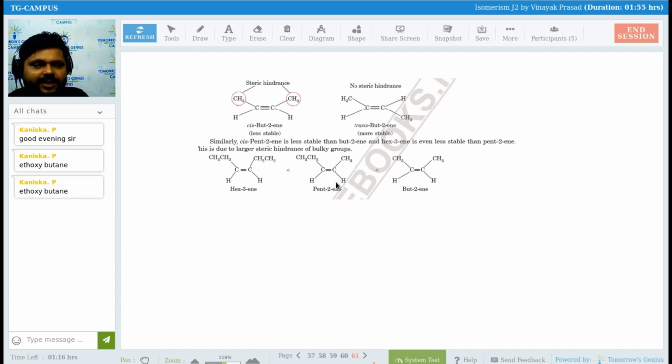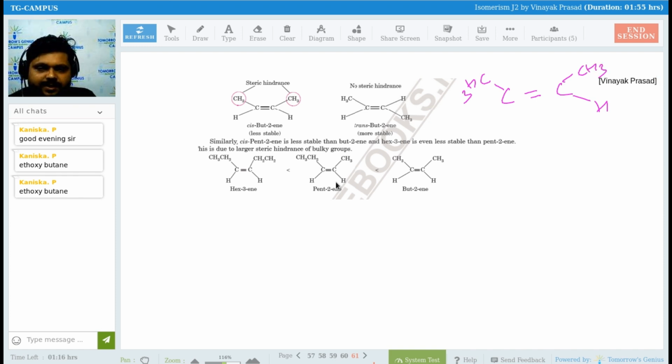See here, one is what you can see here. In stereoisomerism, you can see here what? One is cis, and another is trans. Here you can see the CH3 group is there, right? And here is H. And here CH3 is there. And again here H.